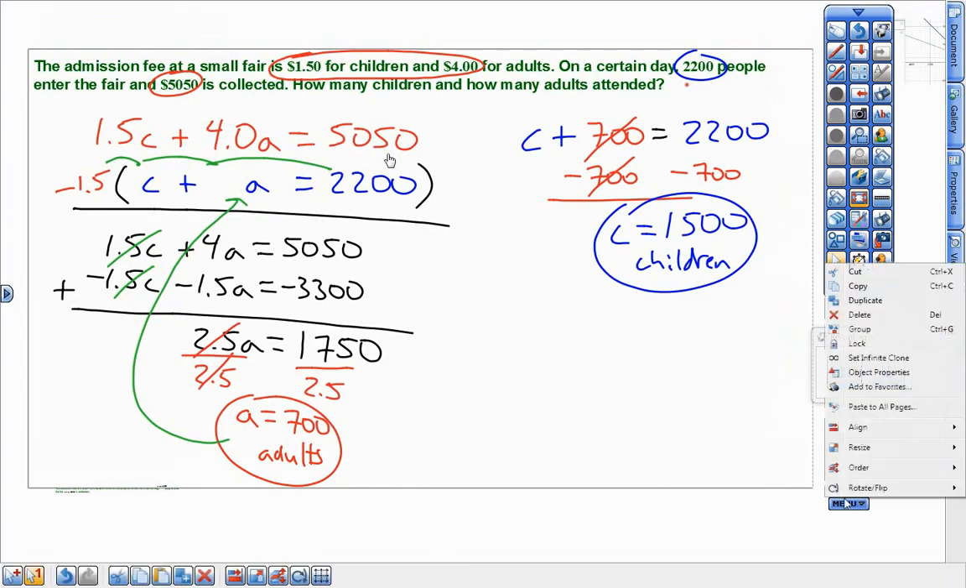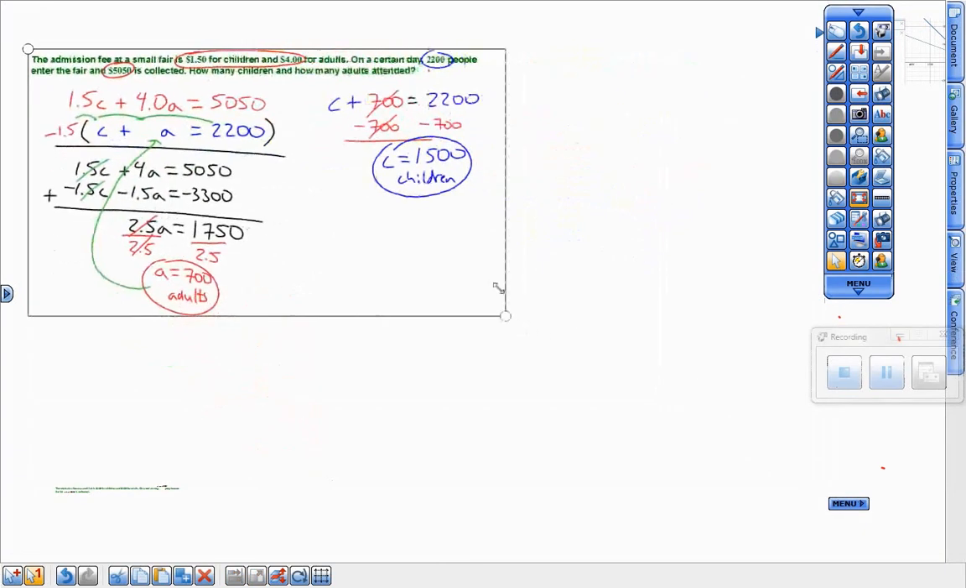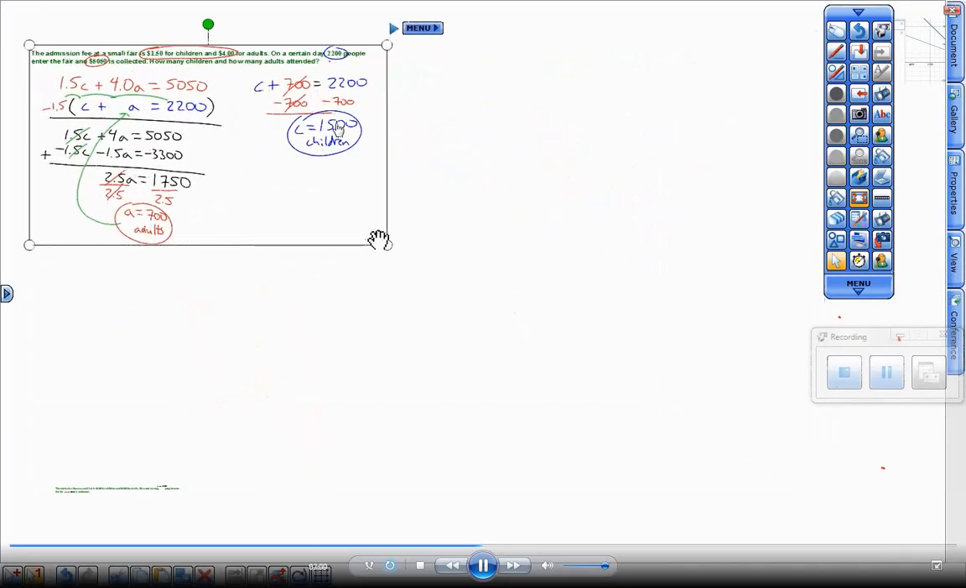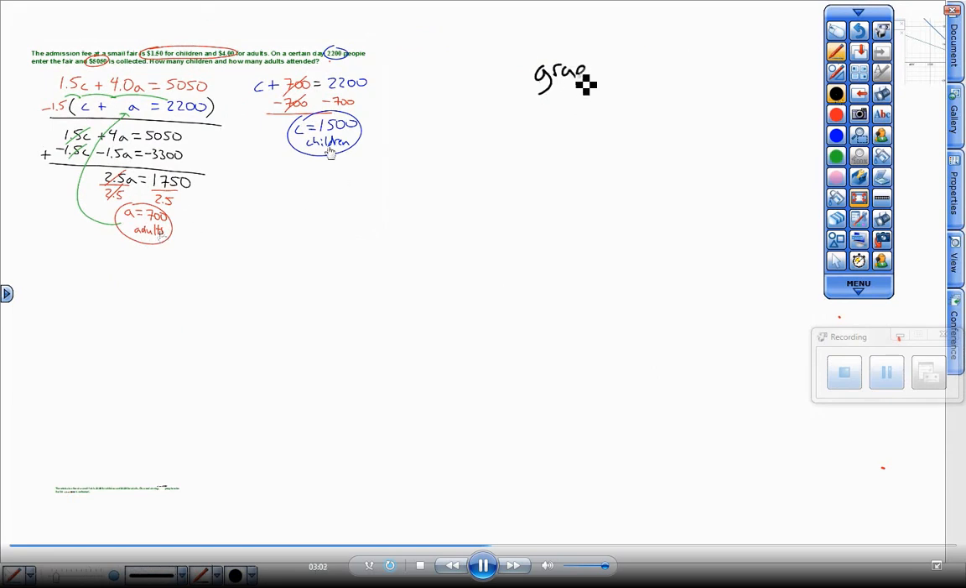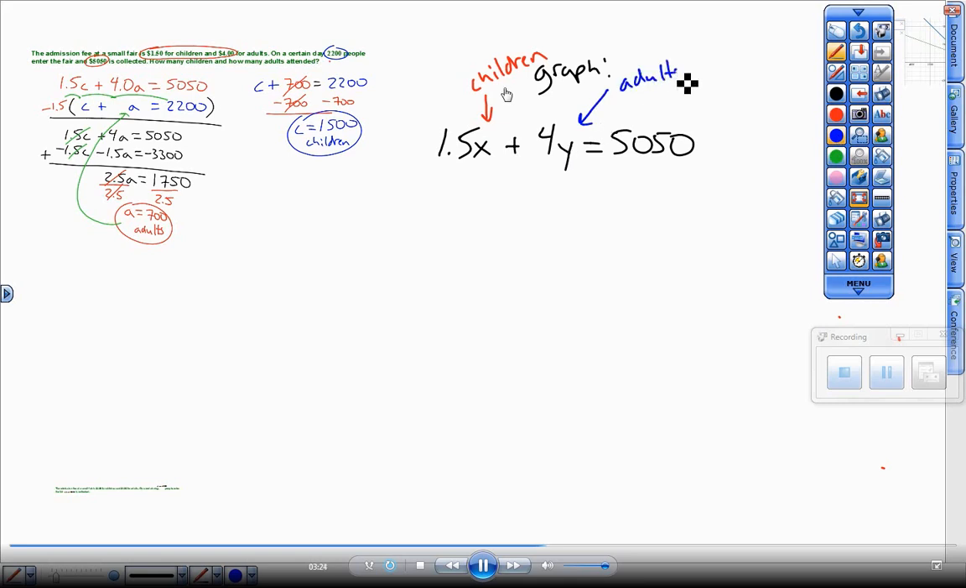I'm going to rearrange these and solve these for X and Y and graph them and find that same intersecting point. Adults 700, children 1,500. So to make this into a graph, I'm just going to replace C and A with X and Y, where X will represent number of children, Y will represent number of adults. So I'm going to solve this equation in terms of adults as a function of children. I'm going to take away 1.5x from both sides.